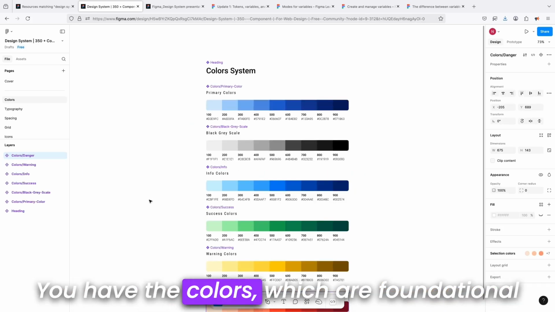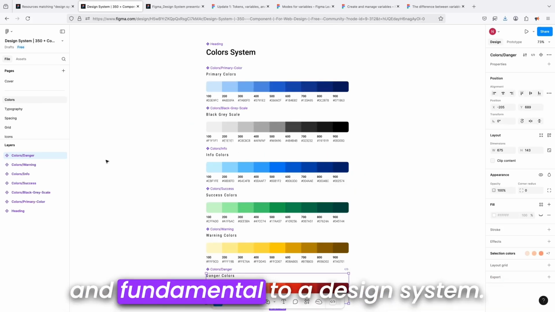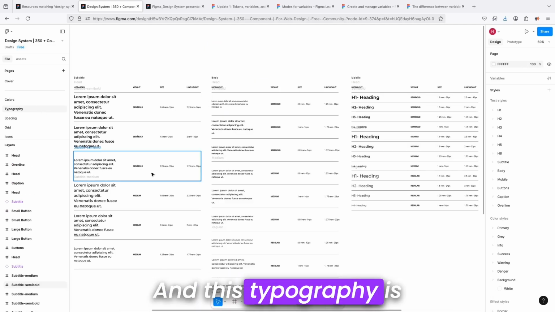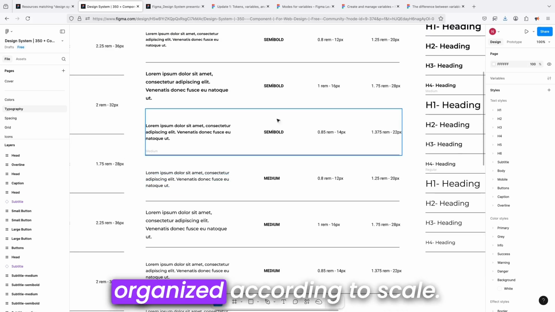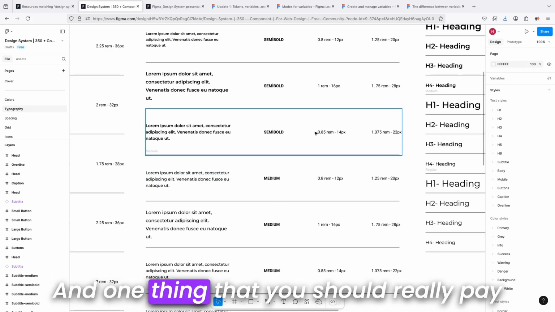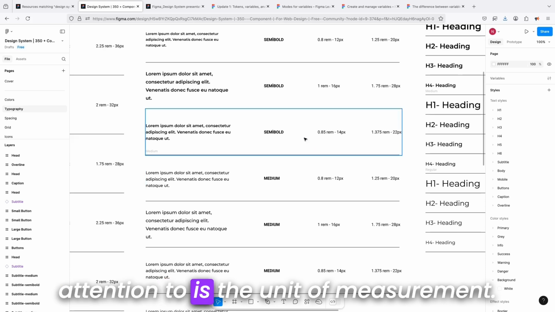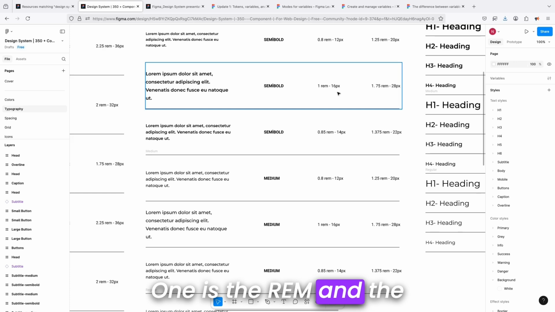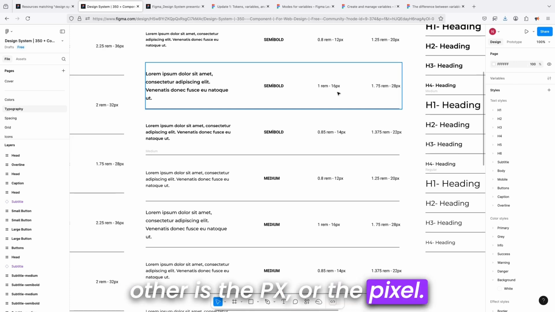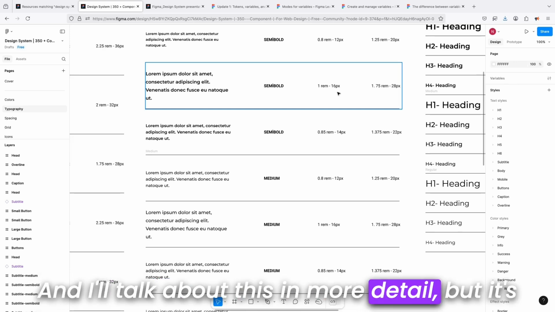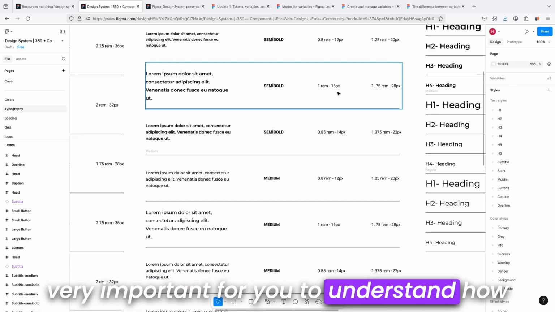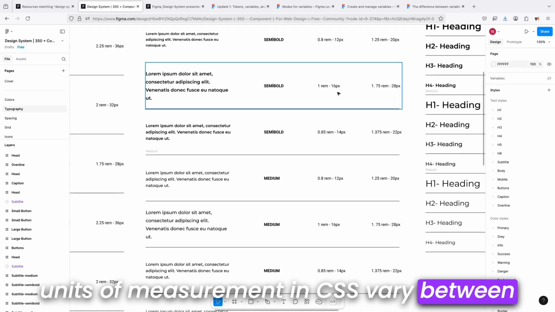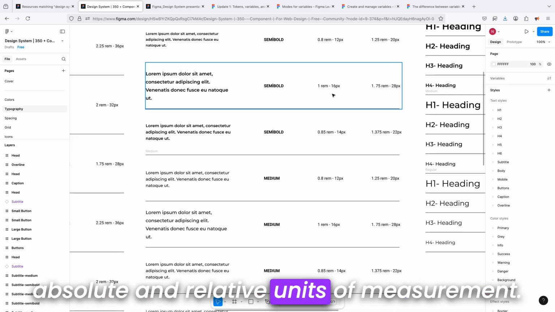You have the colors, which are foundational and fundamental to a design system. Then you have typography, and this typography is organized according to scale. And one thing that you should really pay attention to is the unit of measurement. There are two types of units used here. One is the rem and the other is the px or the pixel. And I'll talk about this in more detail, but it's very important for you to understand how units of measurement in CSS vary between absolute and relative units of measurement.